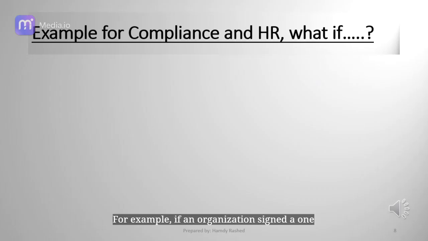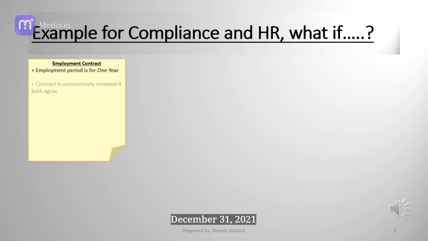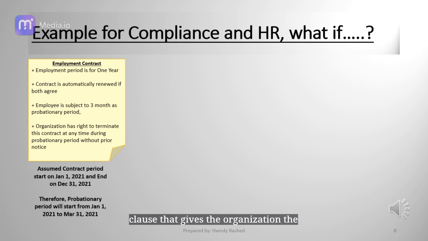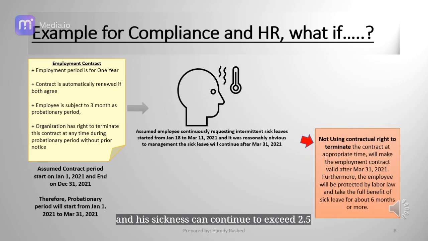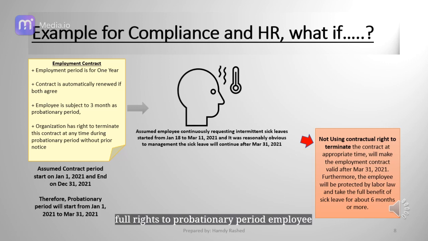For example, if an organization signed a one-year employment contract with somebody starting from Jan 1, 2021 to December 31, 2021, and the employment contract contains a clause that gives the organization the right to cancel the contract at any time during the probationary period of 3 months without prior notice, and the probationary period will start from Jan 1, 2021. But if the employee worked for 2 weeks, then he has been sick for 2 weeks, and his sickness can continue to exceed 2.5 months. Many labor laws worldwide do not give full rights to probationary period employees and may not allow dismissing or ending employment service during holiday, sick leave, weekend, or annual leave.